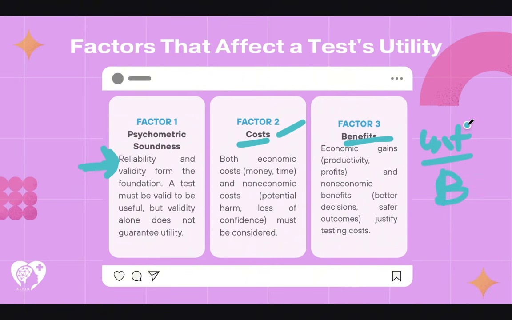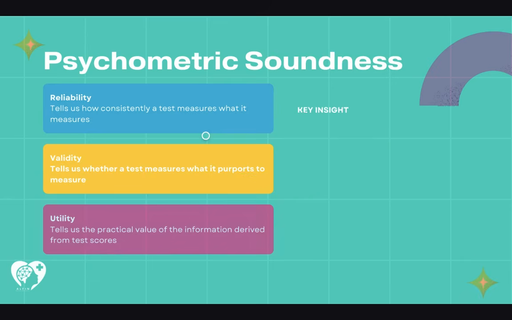So is the cost higher if we use the test compared to when we don't use a test? Because if that's the case, it's probably better to just forgo the testing procedure, or forgo the clinical intervention or the program. So that's it in a nutshell. We'll do a deep dive on the next few slides about these individual factors. So first, let's start with psychometric soundness.